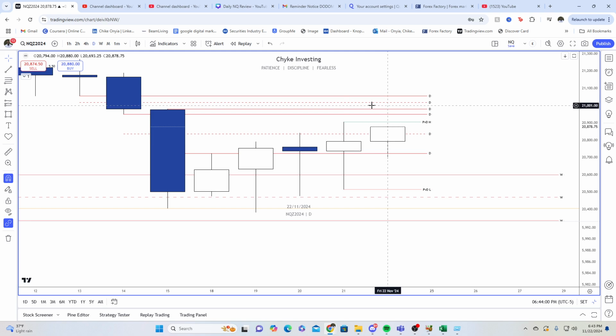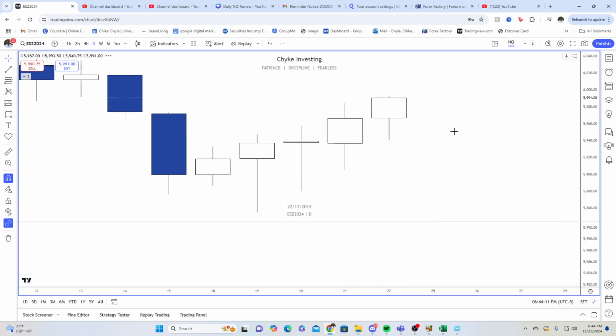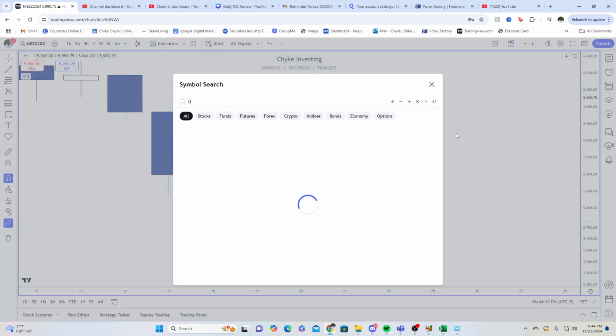I'll show you why, and how you could see this, but this is what happened. We didn't have enough volatility on a Friday to get to the previous day high or low on NQ. We did on ES though. ES did hit the previous day high.